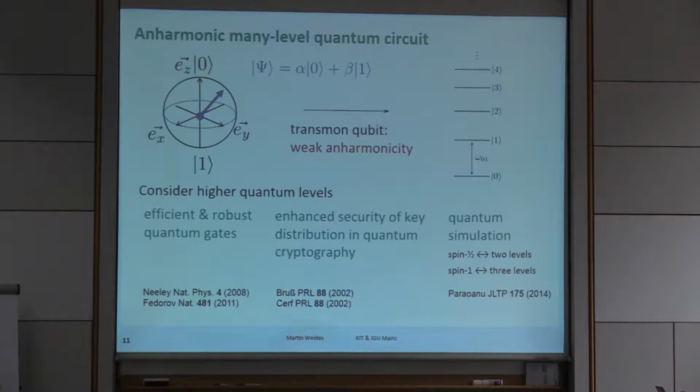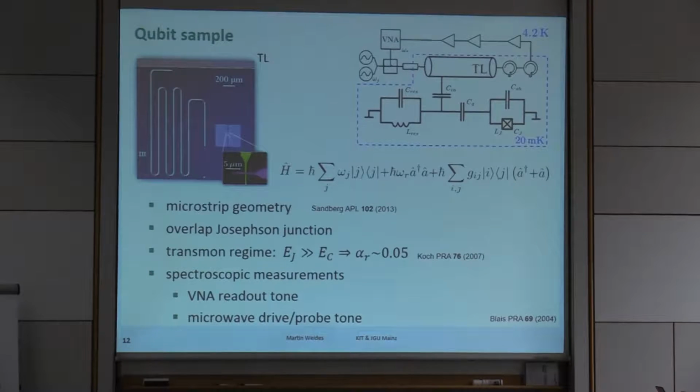So if you have a 2-level system, this emulates a spin 1/2 particle. If we have 3 levels, then we can emulate a spin 1 particle. If we have more levels, then higher spins, and so on. So to implement a quantum simulator, having weak anharmonicity is advantageous, and therefore we explored this a bit.